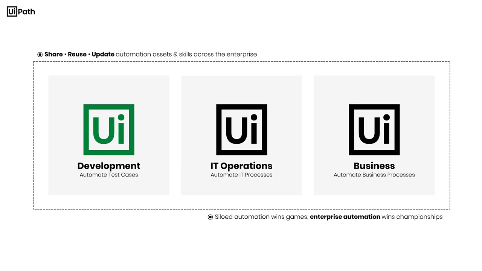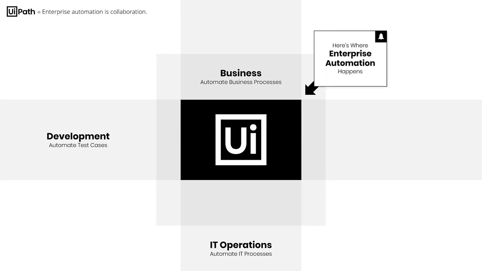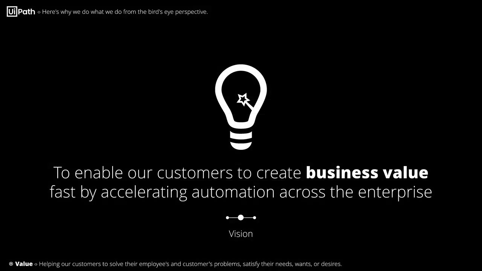So in summary, enterprise automation is a key enabler to accelerate digital transformation. And enterprise automation has to happen at the intersection between business, IT operations, and software development. Now, this implies that enterprise automation is collaboration. And since collaboration fosters innovation, the vision behind the UiPath Test Suite is to equip you with the missing tool, that is the UiPath Test Suite, to enable you to create business value fast for your customers by accelerating automation across the enterprise. Now, that's our vision. That's the main aspect of our value proposition.